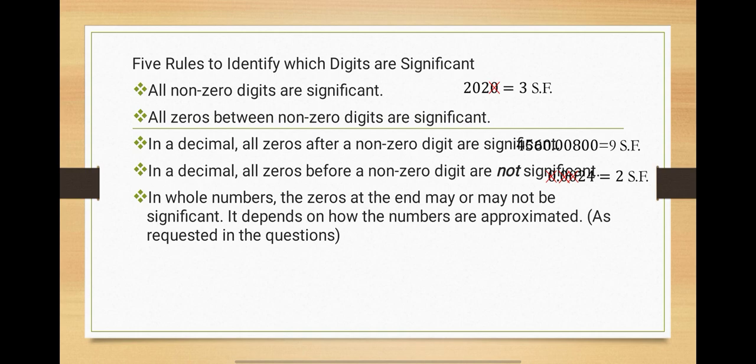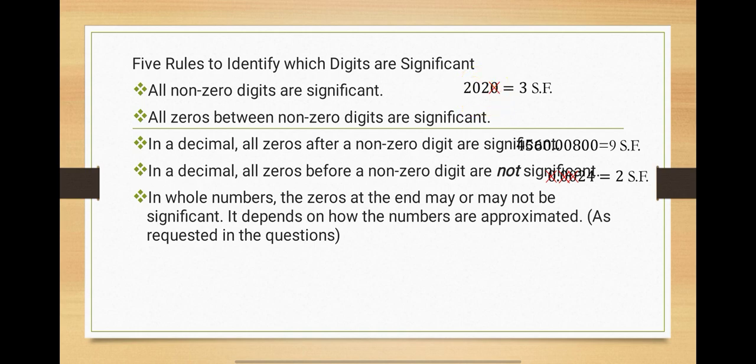Why? Firstly, the 0, 0 between the 6 and 8 are significant because of the second rule: all zeros between non-zero digits are significant. And the last two zeros are also significant because of the third rule: all zeros after a non-zero digit are significant in a decimal. That's why the 0 here is not significant.